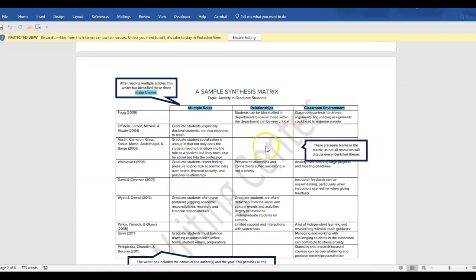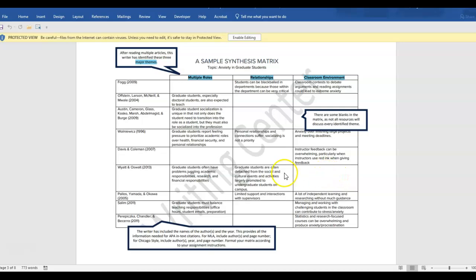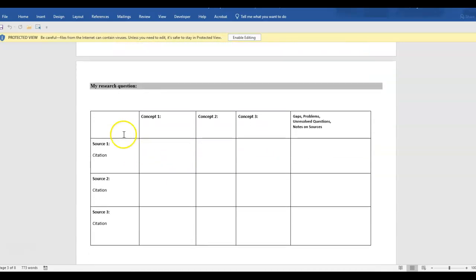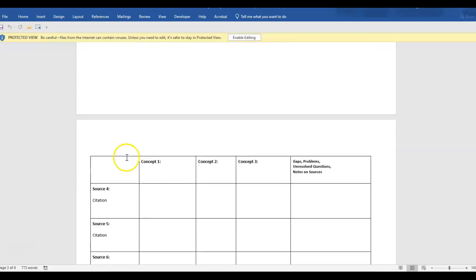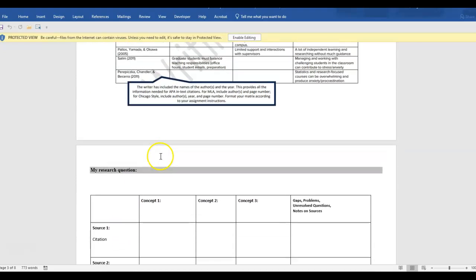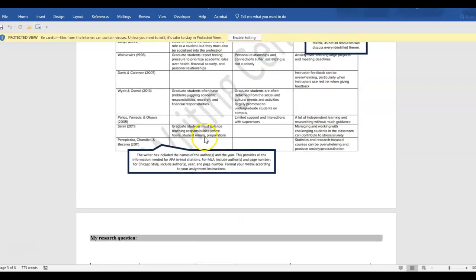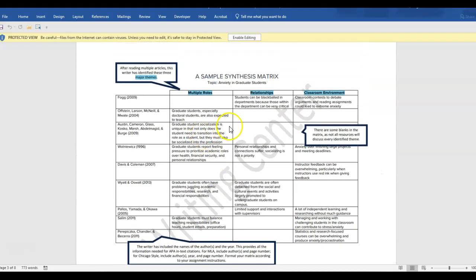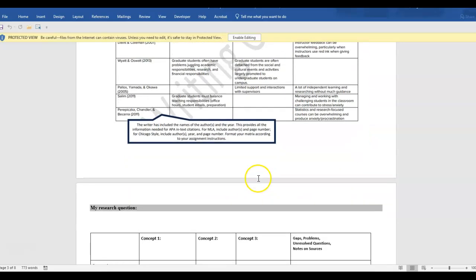So as you can see, here's our sample synthesis table, and you want to read this carefully. You will list your sources. You'll have 5 or 6 of them along the side. Here's your table, and you have space for 6 sources. Of course, you can make more concepts if you want. Then you're going to start to list those concepts, the themes, along the top of the paper.